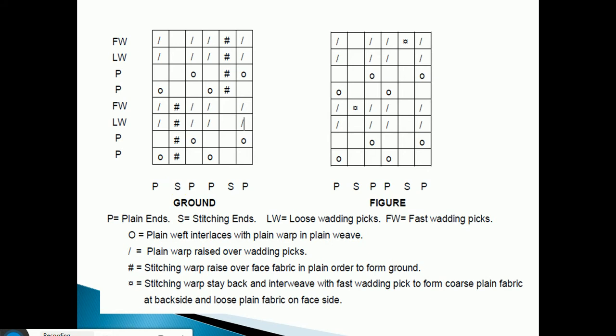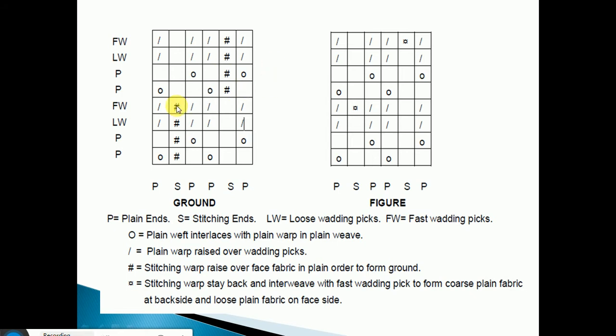Stitching end interlaced with the 3 total 4 pick. In the case of 4 pick stitch, this stitching end will rise over the 4 picks in a particular, in a figurative order. Okay, the stitching end will interlace with the face fabric in a figurative order. In this case, what will happen? The stitching end will rise over the first 3 picks. Then in the case of 4th pick, what will happen? That is a fast wadded. In the case of fast wadded, that will work in a manner of plain order, like this one.